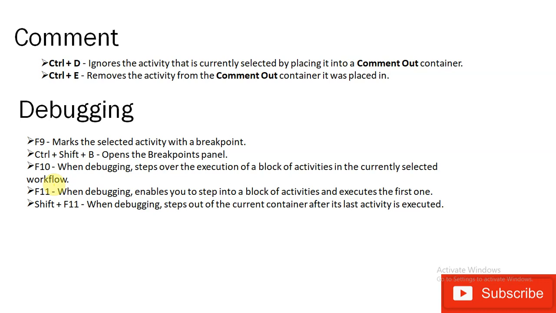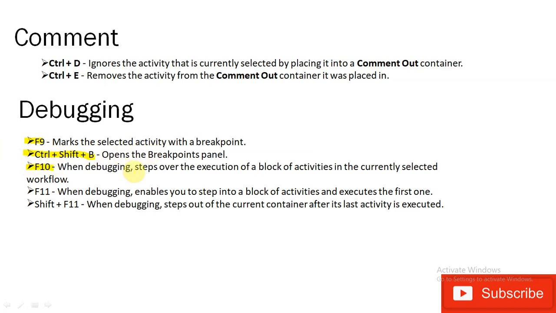There are several extra features added in the new debugging feature in UiPath. Some of the shortcuts I have listed here. There might be some additions also available. Debugging: F9 will mark the selected activity with a breakpoint. Control plus Shift plus B will help you open the breakpoints panel.